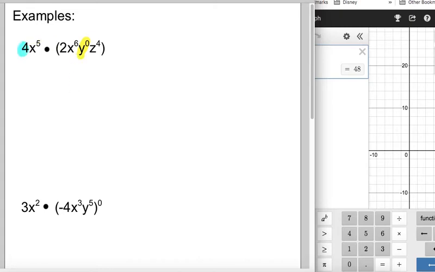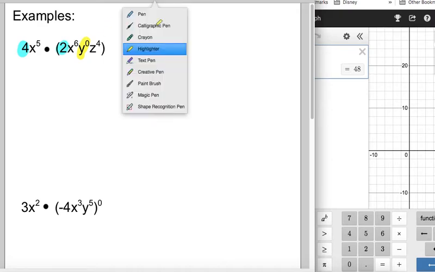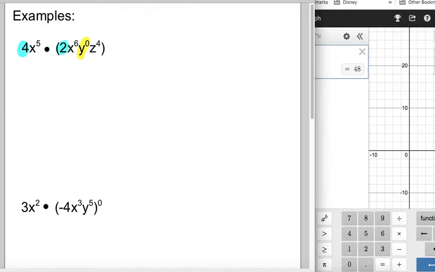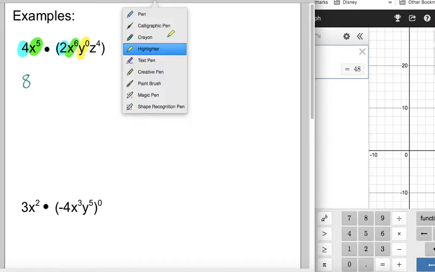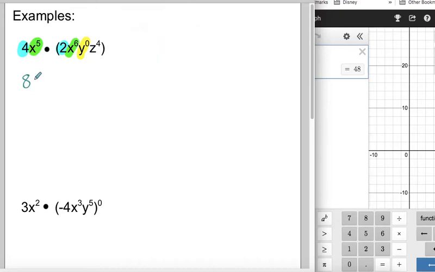So for our coefficients, we have a 4 and a 2. Remember that the coefficients are going to multiply together. So 4 times 2 is going to give us 8 out front. The next thing we have is we have x's. We have x to the 5th and x to the 6th right here. So x to the 5th times x to the 6th is going to give us that common base of x. And then remember, you're multiplying, so you will add your exponents. So that's what I will deal with for those x's.